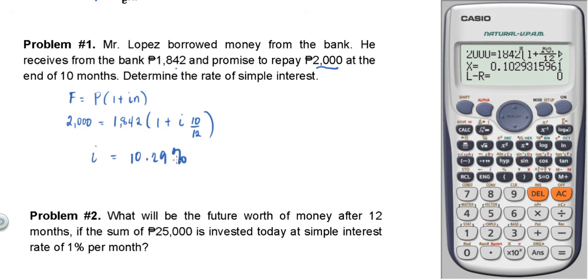Okay? So, ang rate of simple interest is 10.29%. Madali lang. So, basta alam mo lang yung formula, no? That F is equal to P plus I. And I is PIN, or ipin.